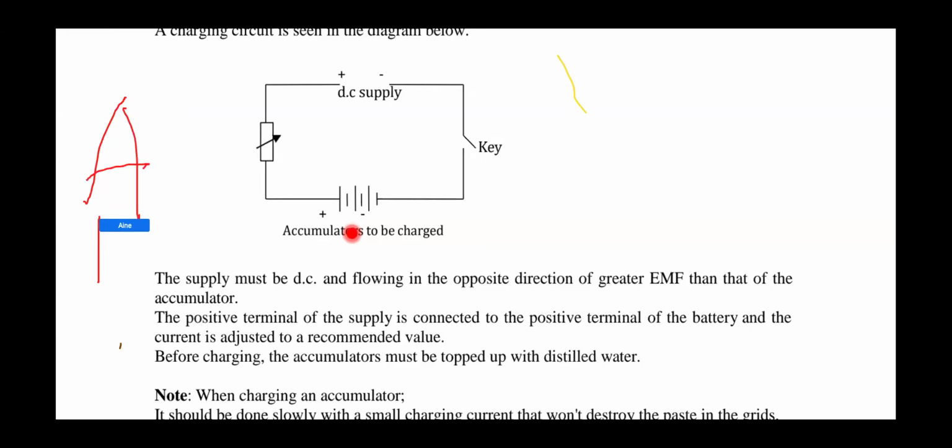You get? Okay, teacher. How about the side with the greater EMF? Is it from the positive side of the DC supply to the positive side of the accumulator, or the negative side?